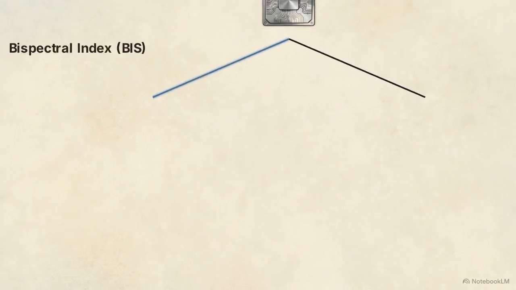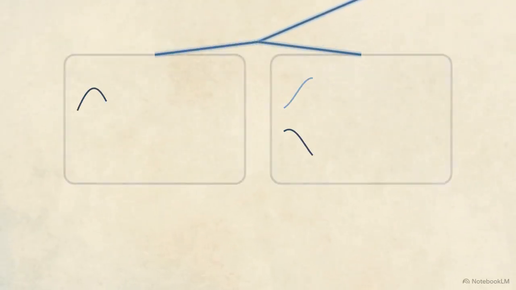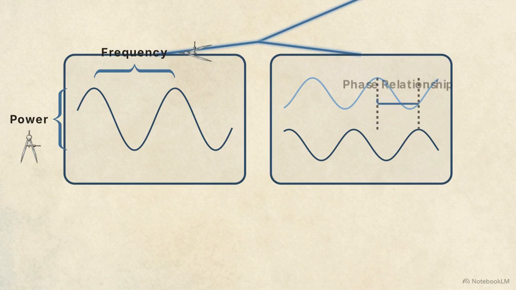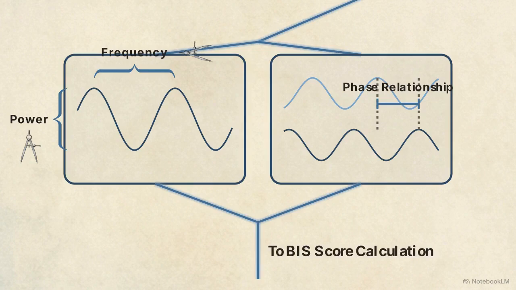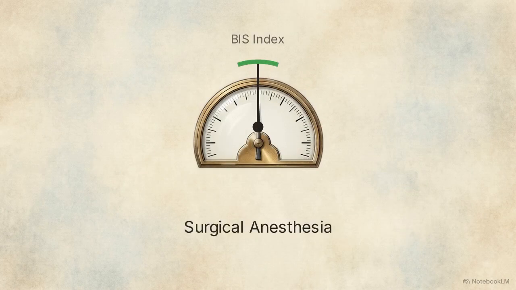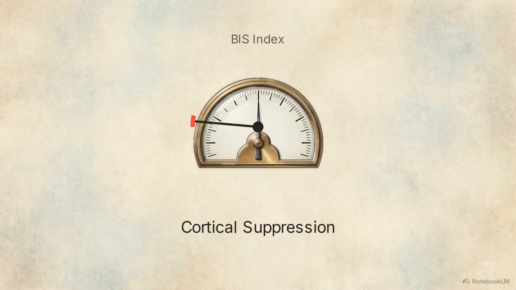Different manufacturers apply different proprietary mathematics to the exact same Fourier data. Following the bispectral index, or BIS pathway, the algorithm measures frequency and power, but also calculates the specific phase relationships between sine waves. Using a proprietary logistic regression algorithm derived from a massive healthy volunteer database, it compresses these variables into a simple scale from 0 to 100. A BIS value between 40 and 60 indicates surgical anesthesia, while numbers approaching 0 indicate profound cortical suppression.